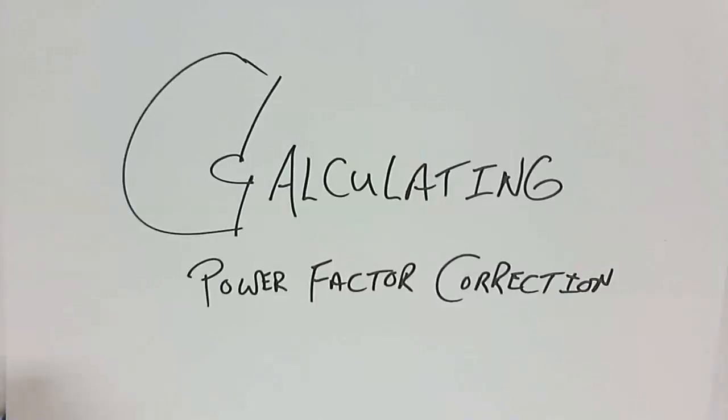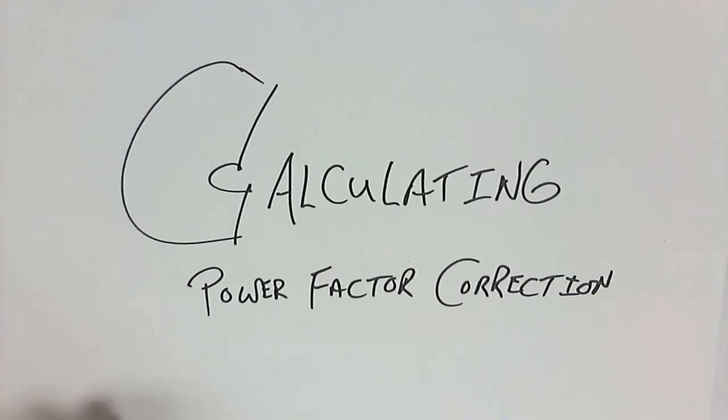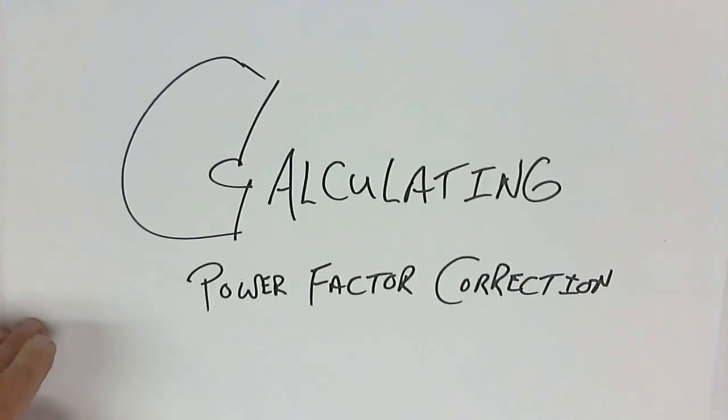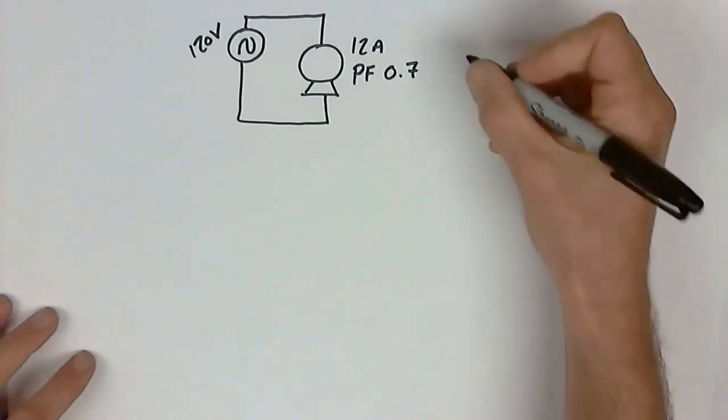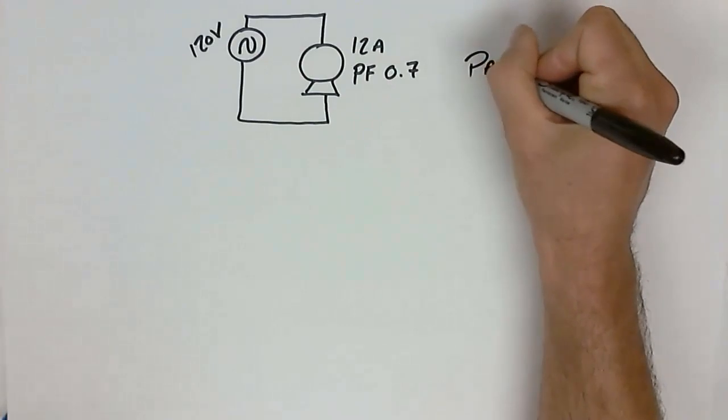Calculating power factor correction. What we're going to look at in this presentation is how we actually do the calculations and how power factor correction is utilized. It's working with a parallel RLC circuit. That is the premise of power factor correction. We have a parallel RLC circuit.